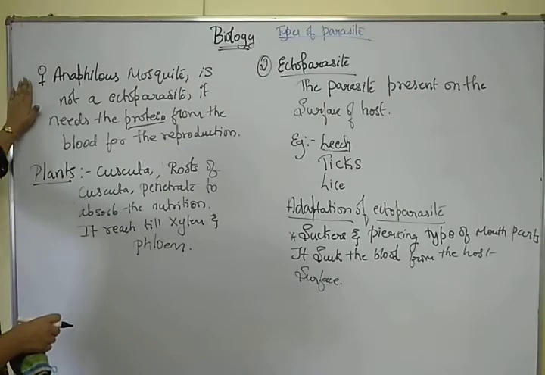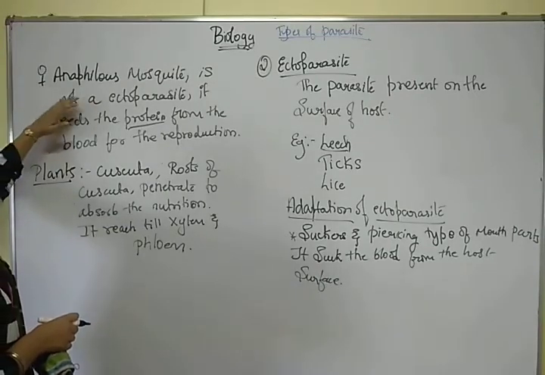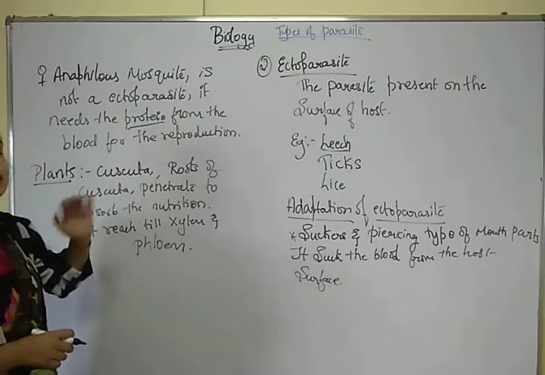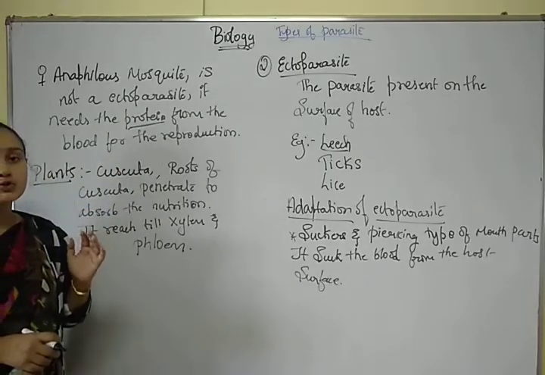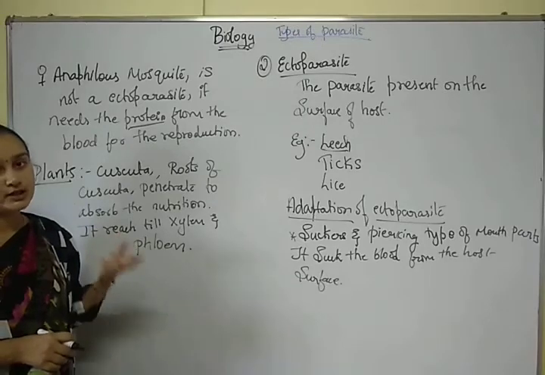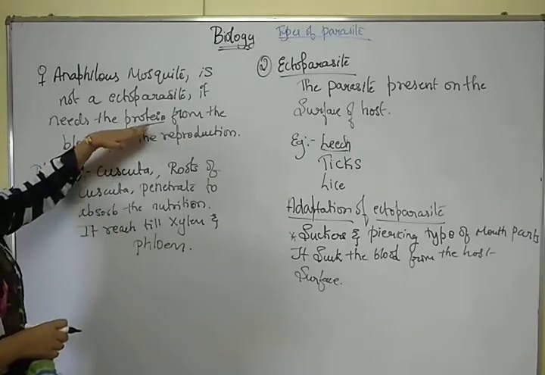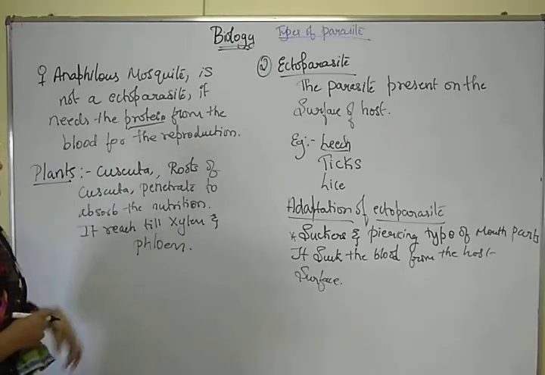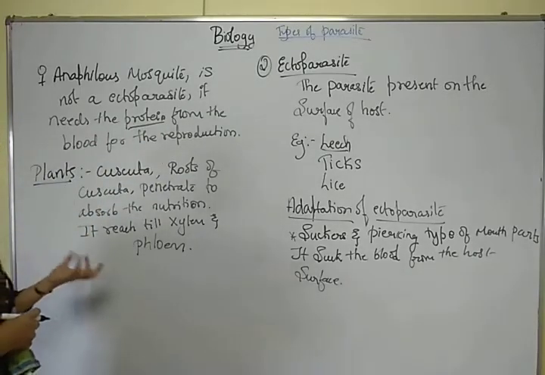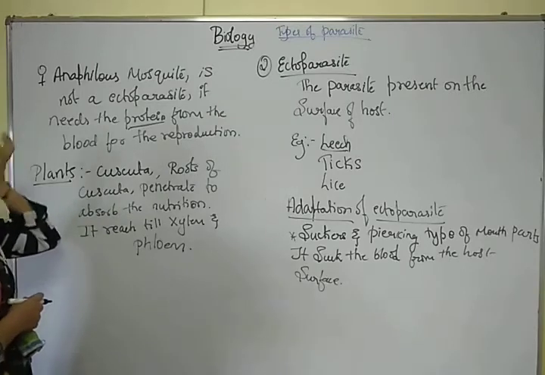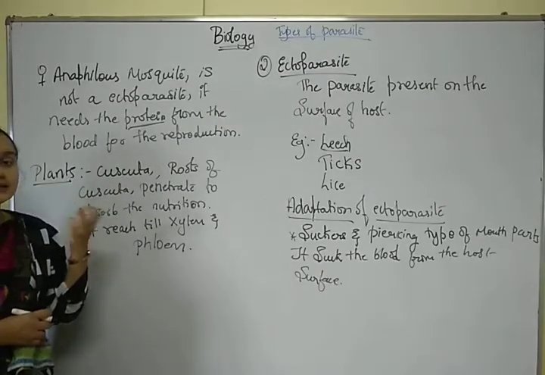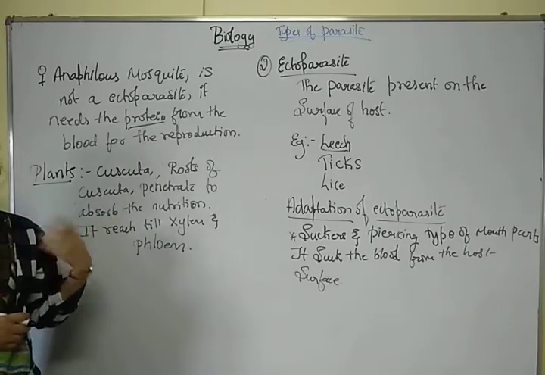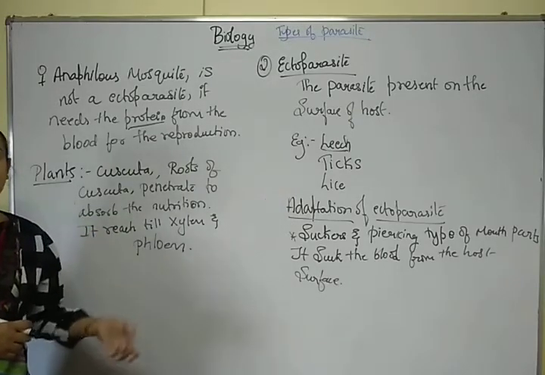Even the Anopheles mosquito sucks blood, but still we do not consider it an ectoparasite. Why? Because it is not completely making use of this blood for its nutritional purpose. It is just making use of the proteins needed during the reproductive phase of this female Anopheles mosquito. This female Anopheles carries the Plasmodium parasite, which is a causative agent for malaria.